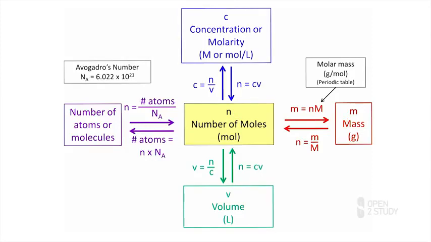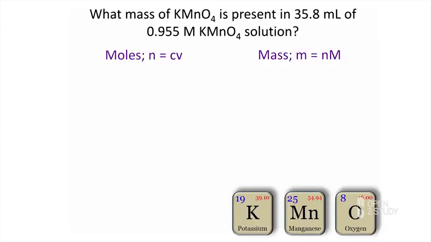So this is going to be a two-step process. Moles first, using the equation n equals CV, followed by the mass, just using our molar masses from our periodic table. So from our tool belt, we've decided these are the two equations to use. Let's have a go at finishing this up.